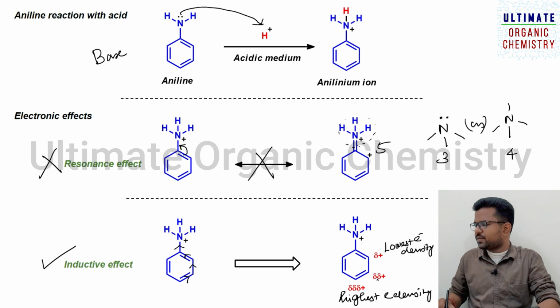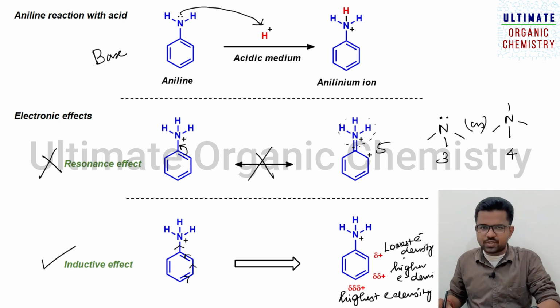So if you check this meta position, it is in between these two, and you can say this is highest, means you can say this is higher electron density in comparison with ortho position. So that is the information that you need to understand.